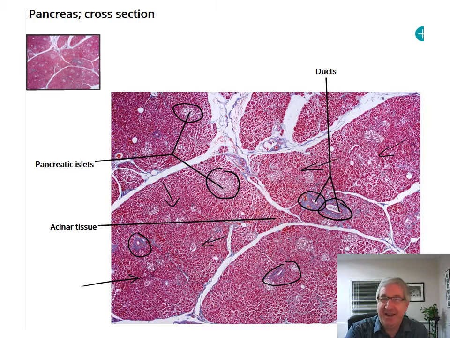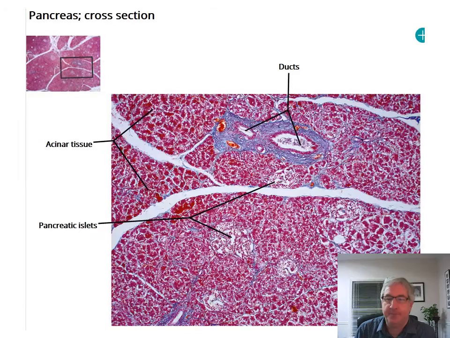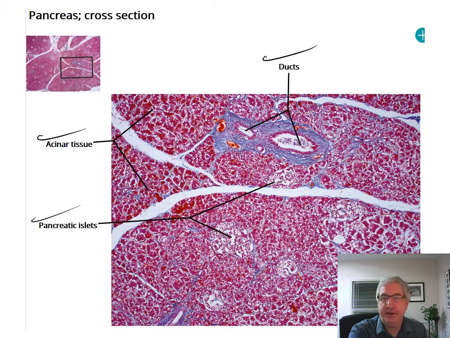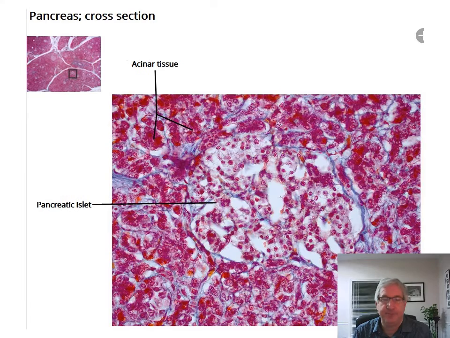So anyway, you have pancreatic islets, or islets of Langerhans. You also have acinar tissue, and you have the ducts, the acinar ducts. So next slide. Here's the ducts again, a little bit easier to see there. Acinar tissue, you see all the cells, and the pancreatic islets. There's one here, there's one here, here, here, and there's another one over here. So there you go.